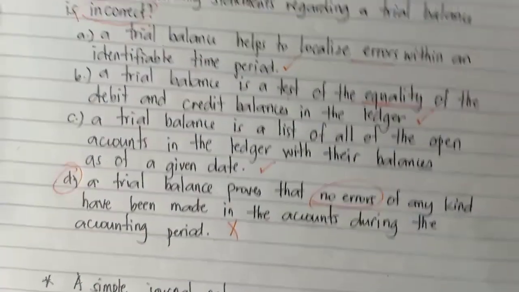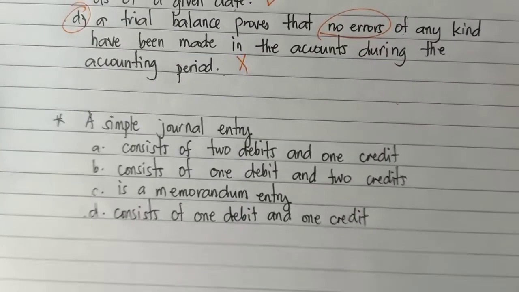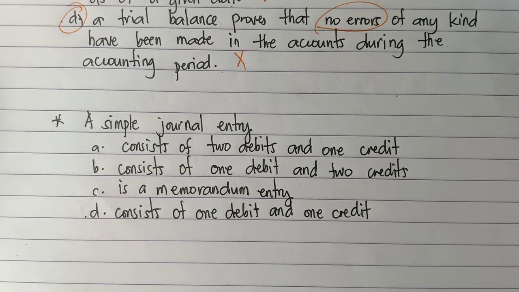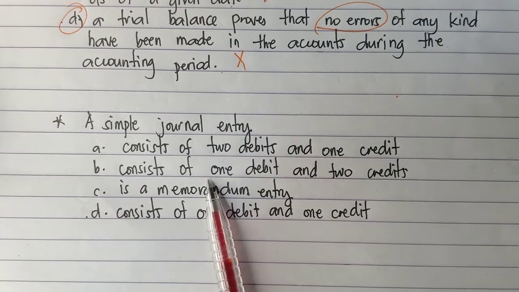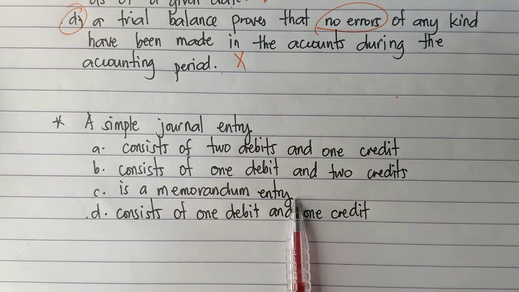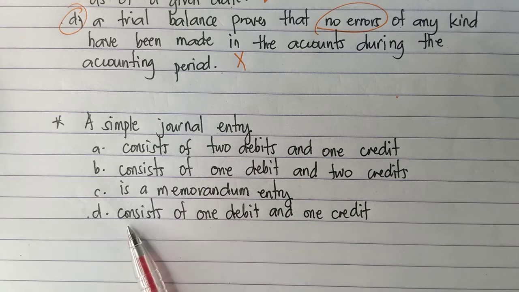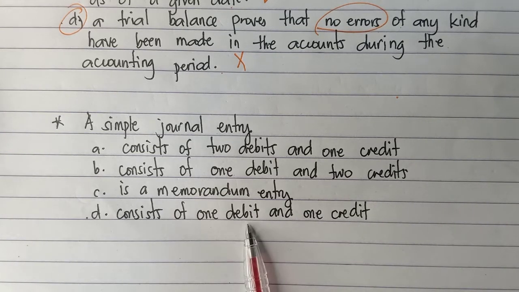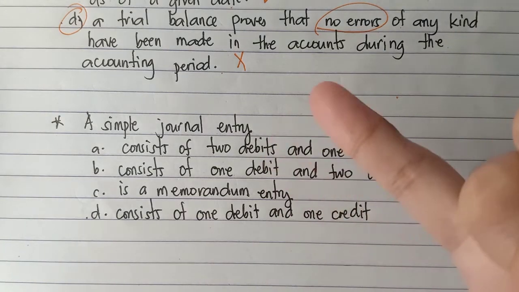Next question. A simple journal entry consists of what? Letter A, 2 debits and 1 credit. Letter B consists of 1 debit and 2 credits. Letter C is a memorandum entry. And letter D consists of 1 debit and 1 credit. I will give you 5 seconds to answer.